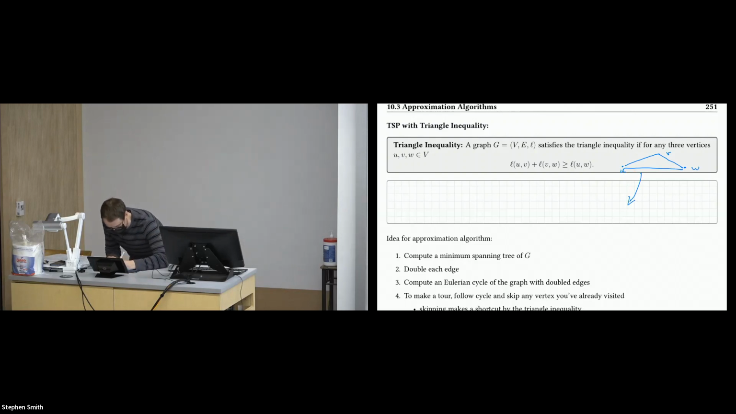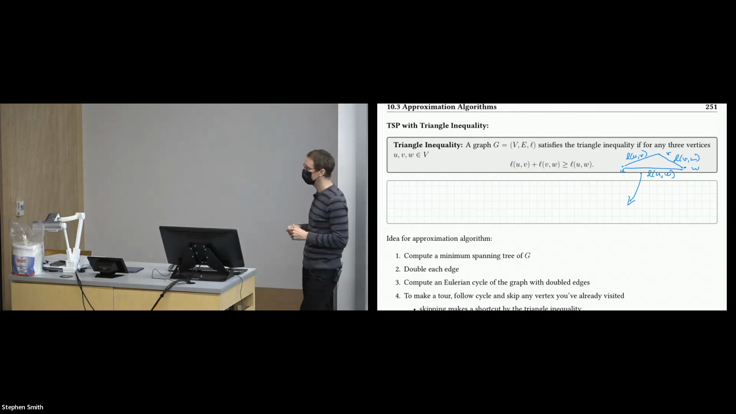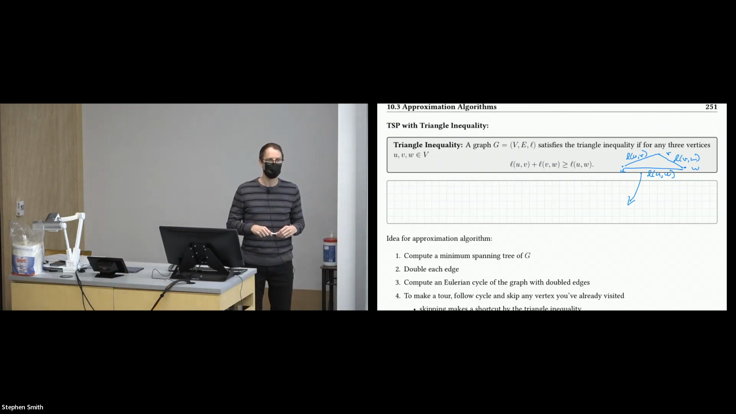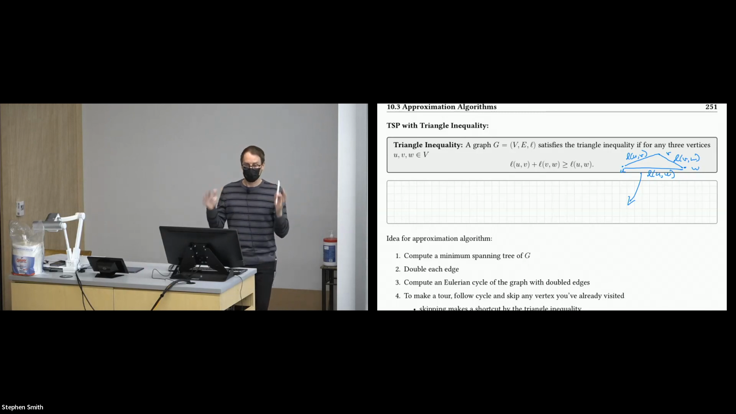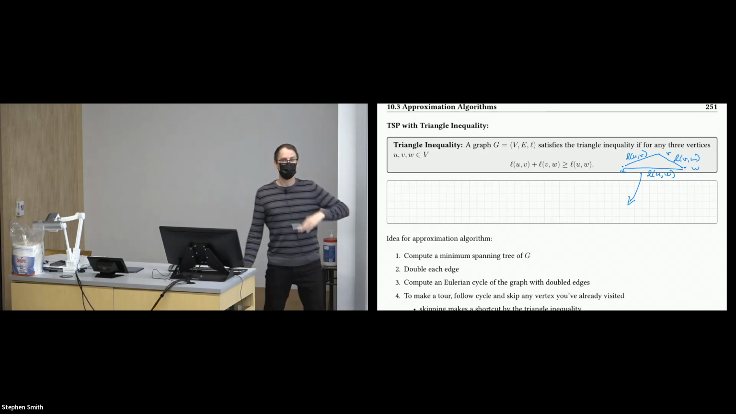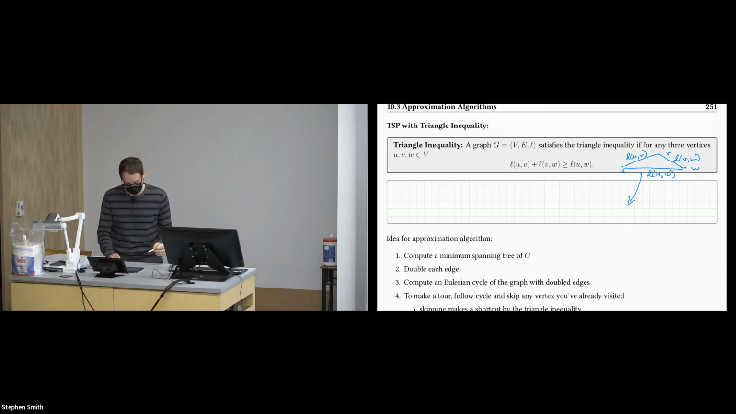So this is the length from U to V. This is the length from V to W. And this is the length directly from U to W. Okay, so how do we compute an approximation, or what would be an idea for an approximation algorithm for the traveling salesman problem? I'm going to give you an algorithm. It's not too difficult to follow. We've built up all the pieces for it, and then we'll analyze its runtime and the approximation factor that it gets.